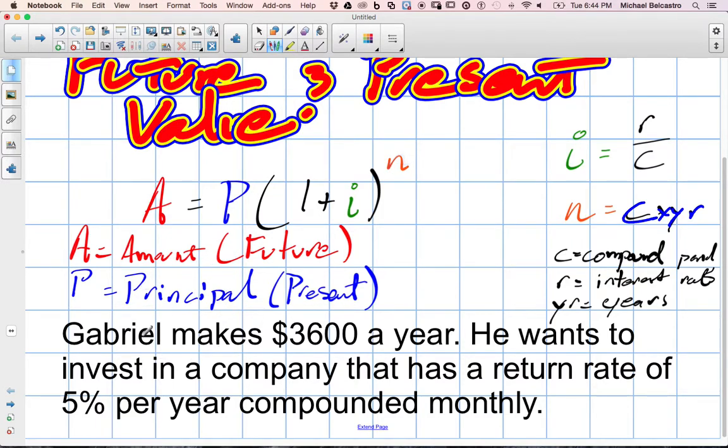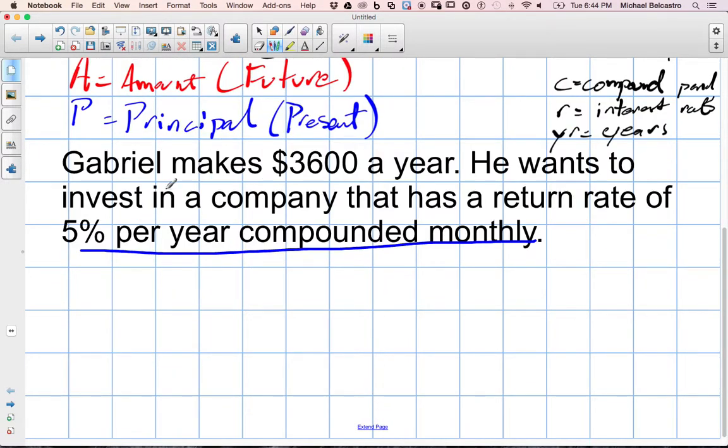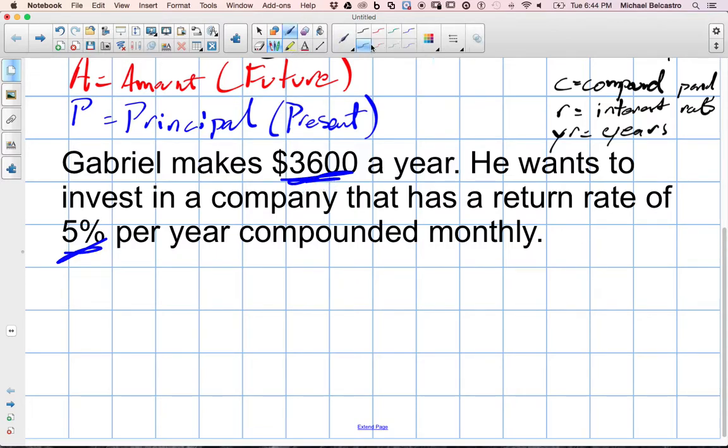So we have a little question here. Gabriel makes $3,600 a year. He wants to invest in a company that has a return rate of 5% compounded monthly. That's usually more of a bank rate, but we'll try to tie it to investing. He can invest in this company, and they say they return 5% compounded monthly on whatever your original investment is. And we're going to say he's going to invest for, let's say, 4 years.